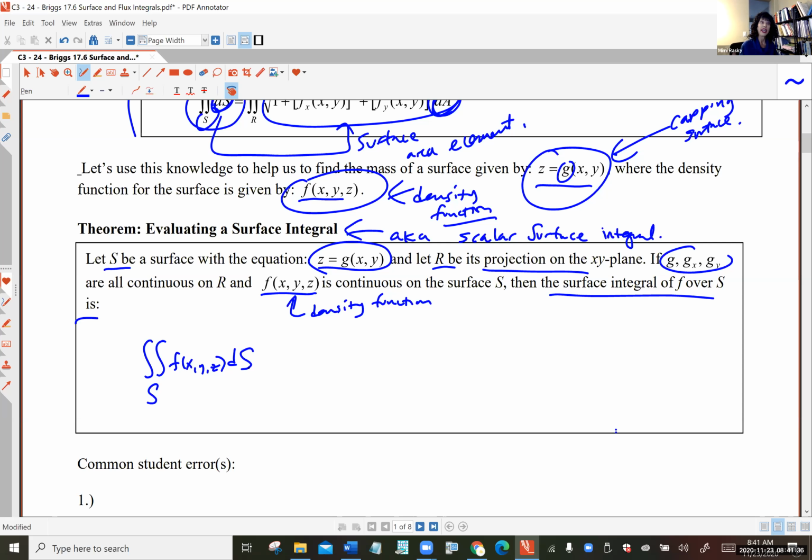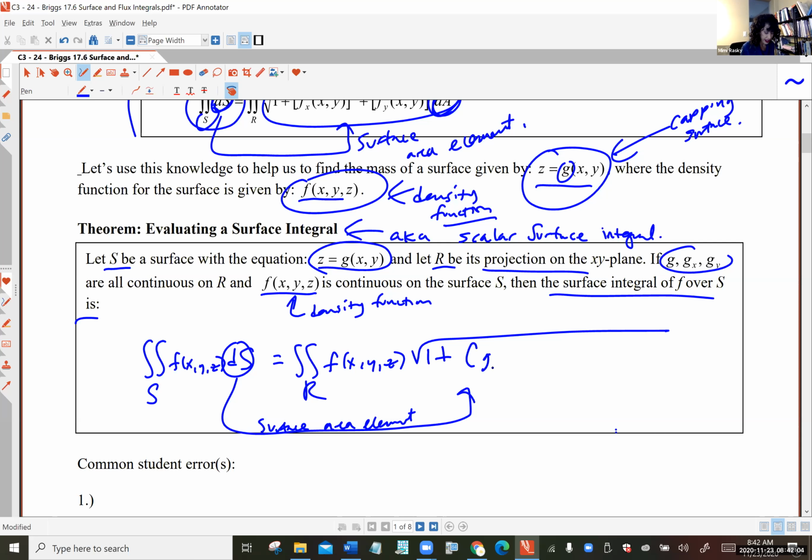But you can't actually integrate that. So what you do is you turn it into a regular double integral that you can integrate. It's going to be integrated over a region R, which is the projection of the capping surface onto the xy plane. The density function will stay the same, but you replace the dS with the square root of 1 plus the partial of little g with respect to x squared plus the partial of little g with respect to y squared. And then you have the area element, dx dy or dy dx.